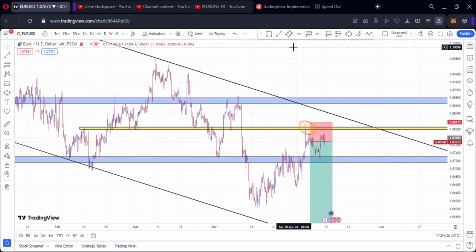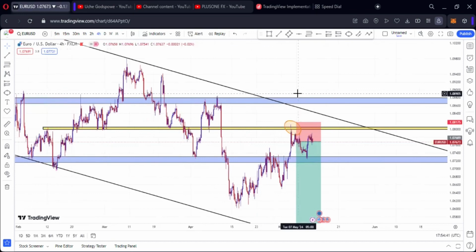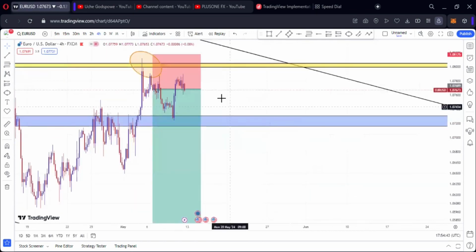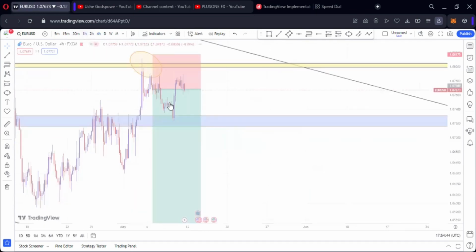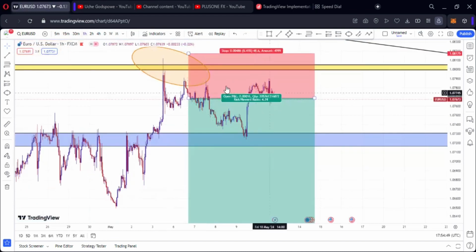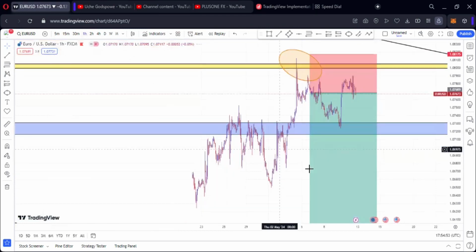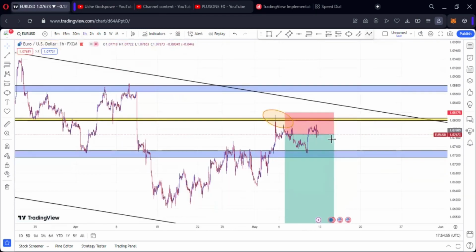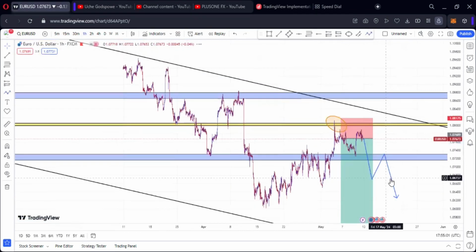So what am I expecting from this pair in the coming week? It is very simple. You can see that the market is already reacting. Let's go down to the 1 hour. On this 1 hour, we can see that the market has dropped, pulled back up, failed to break this zone, and is now dropping again. So I'm expecting this market to drop, retest, and then continue dropping. This is just what I'm expecting.